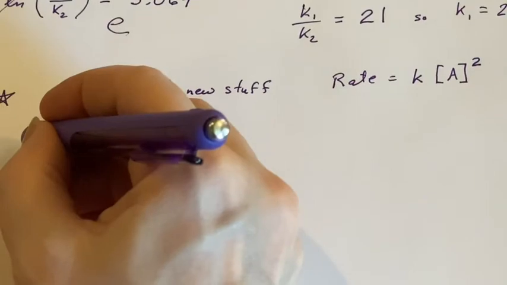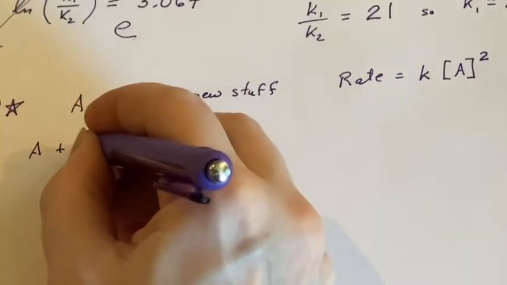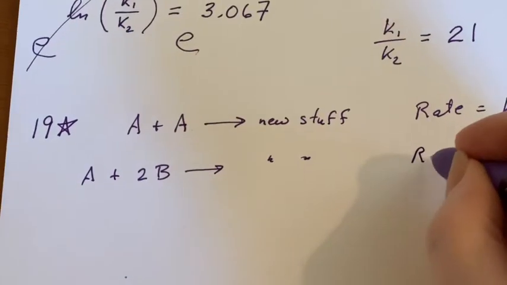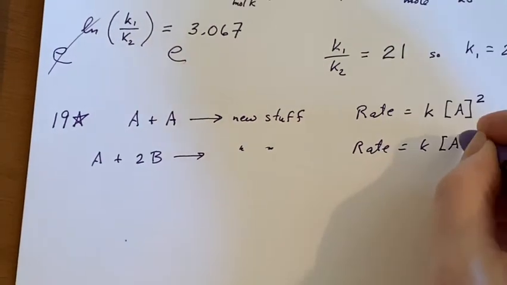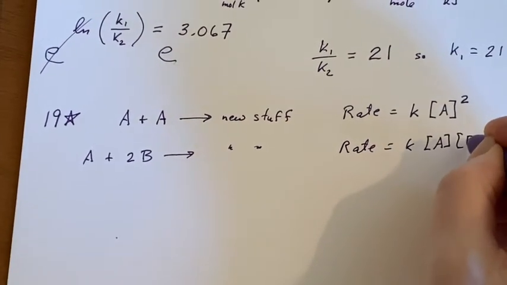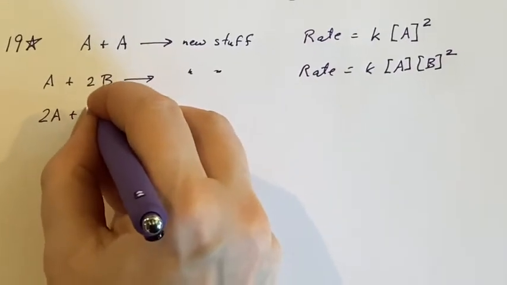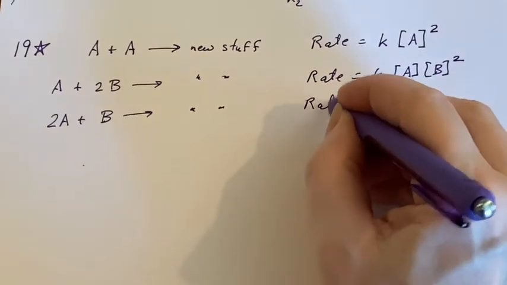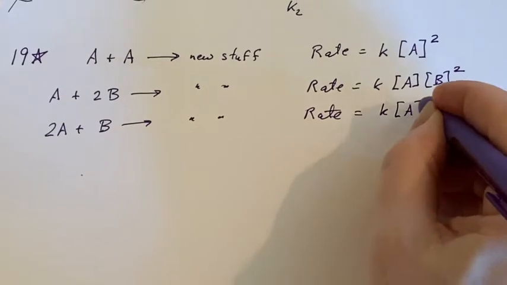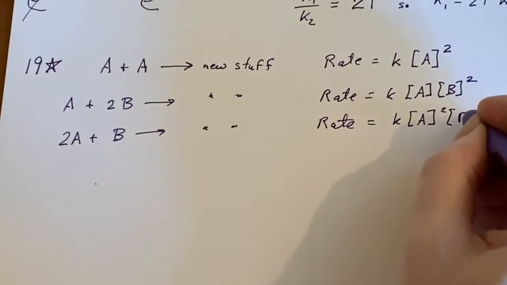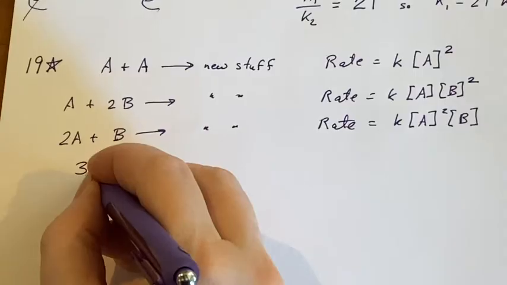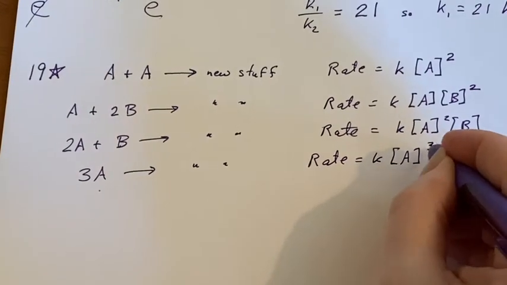If I had a termolecular reaction that was A and two B's, then its rate would be k. A would appear once and the concentration of B would appear twice. Here's another possibility, two A's and a B. Rate again, k. Now A is going to appear twice and the concentration of B will appear only once. One more. This would appear three times.